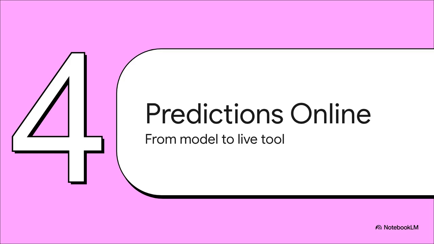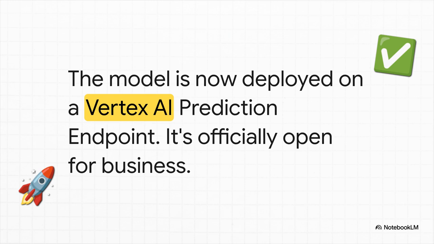You know, building a model is cool and all, but it's not very useful if it just sits on a computer. So the final step in our journey is to take our trained crystal ball and put it online. We're turning it from a simple file into a live service that a real application can actually talk to. And there it is. After all that work, this is the payoff. Our model is now deployed on what's called a Vertex AI prediction endpoint.